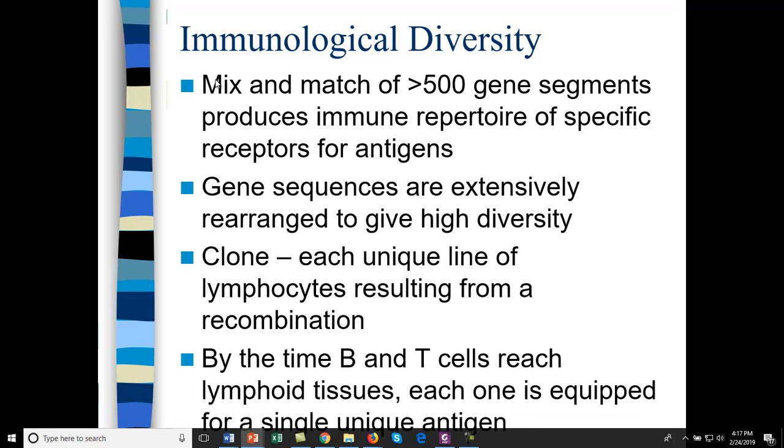And so by the time that T cells and the B cells have matured and they've reached lymphoid tissues, okay, each one is equipped, and it can only recognize a single unique antigen. So they lie in wait, okay, and the B cells and the T cells are only specific to one type of antigen, and once that antigen is displayed by the macrophage, then the T helper cell that corresponds with that antigen will bind, and then that will cause a clonal expansion of those B cells and T cells for that particular antigen. Okay.